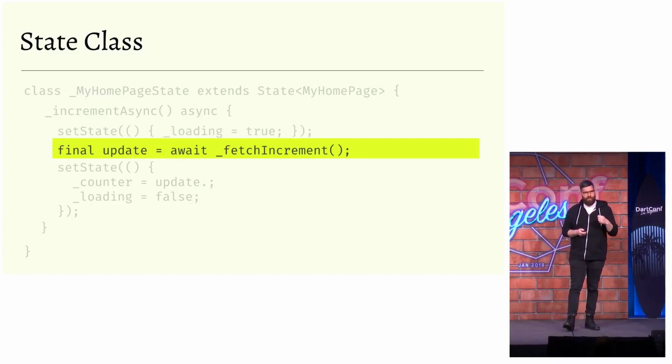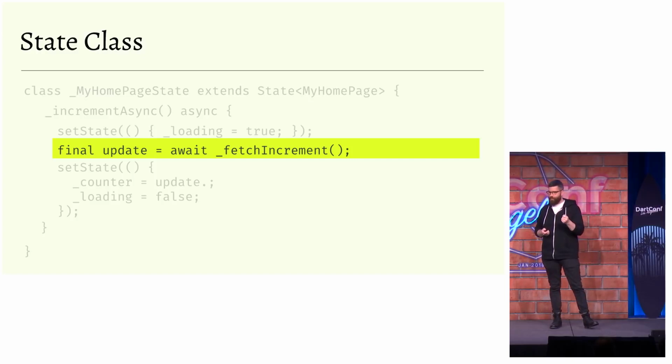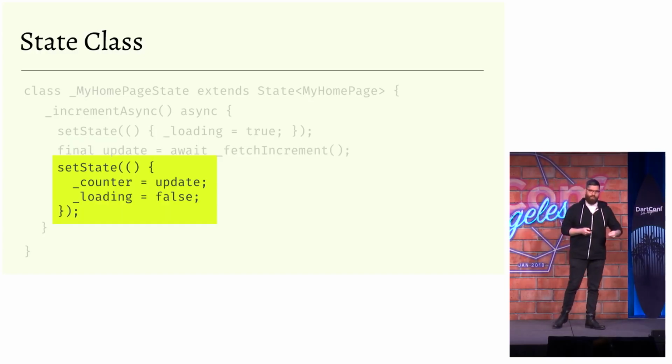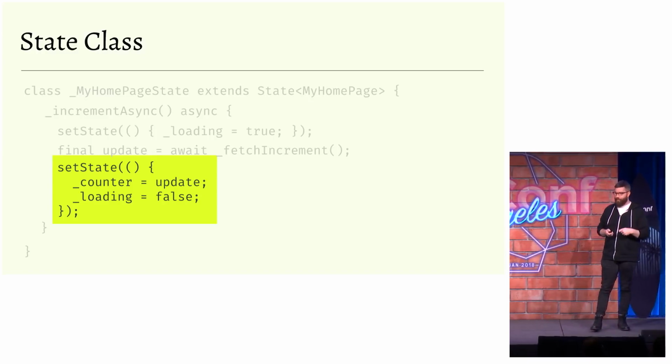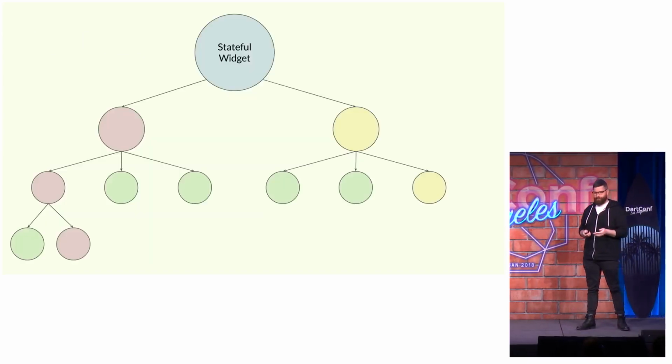Then we'll fetch the increment from the API using the method we just created. And then after that returns, we'll once again set the state with the counter set to the value that we got back from the API, and we'll set loading to false.